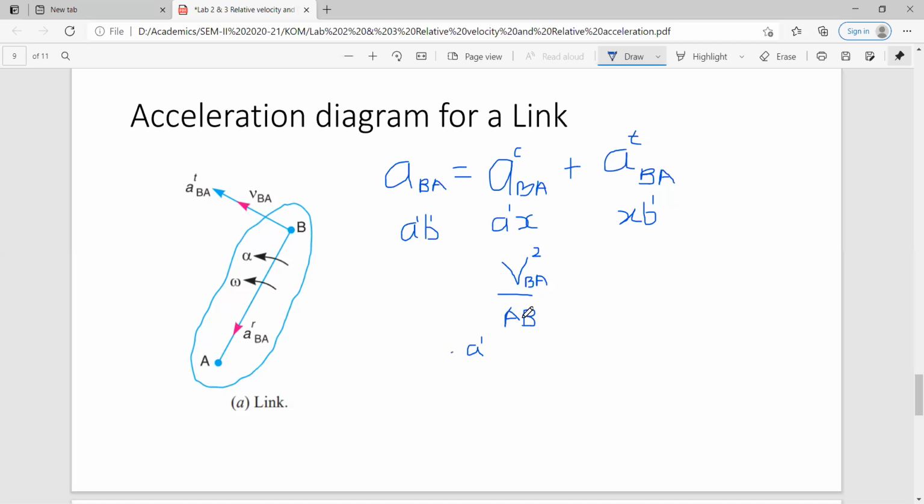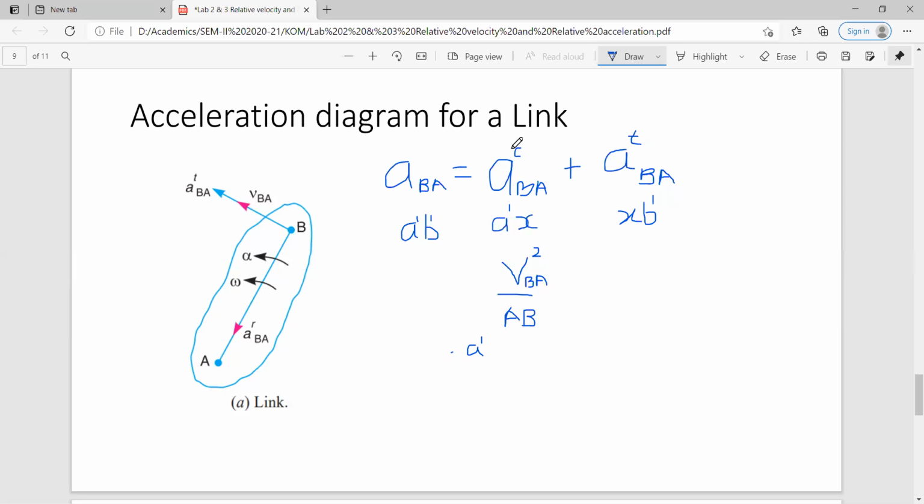Now I know the magnitude, so according to the magnitude I will set the scale. For example, if this value comes as 9000 mm per second square, then I will select the scale like 100 mm per second square is equal to 1 mm. So this length will be 90 mm, right? So which vector do I have to draw? I have to draw A dash x.